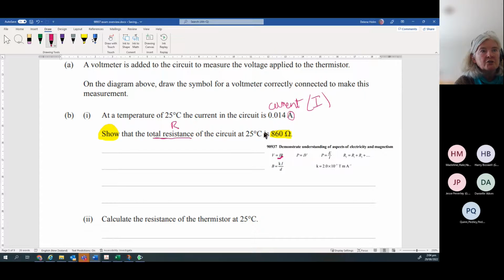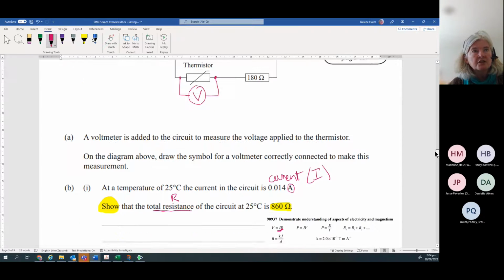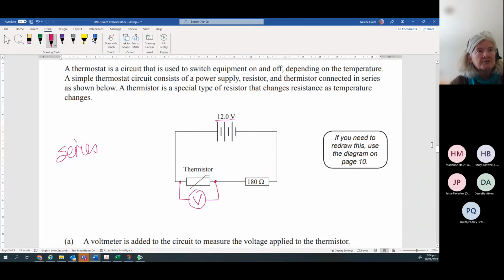And we are told, not in this question, but in the diagram, we are given the total voltage. Because remember, the battery supplies in a series circuit the total voltage for everything. So we know that V is equal to 12.0 volts. And yep, so correct there, Quinn.